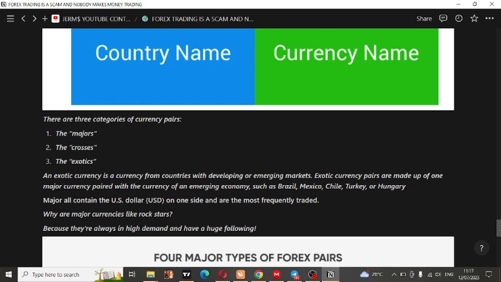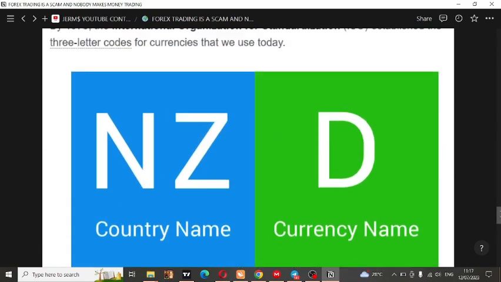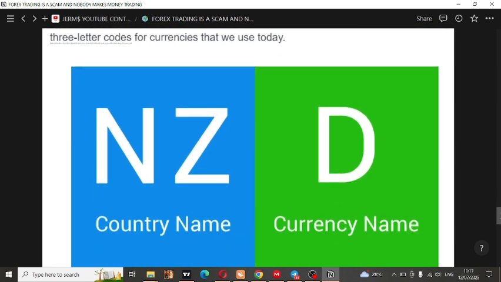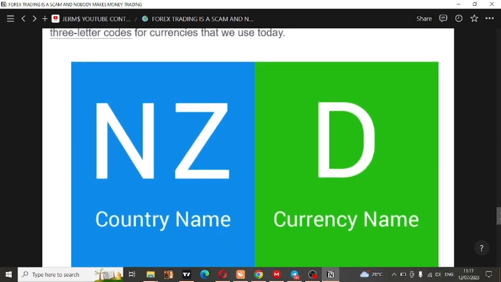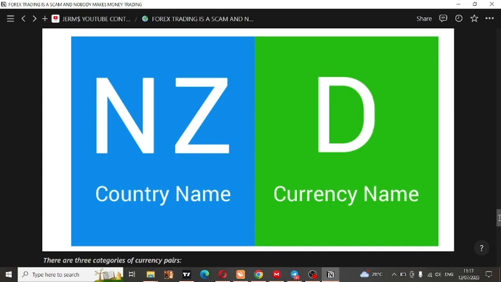With that one, we can talk about the Russian ruble, the South African rand, the Mexican peso, the Swedish krona, the Turkish lira, the Danish krone, the Norwegian krone. So a lot of currencies we can talk about, right? So that's it for the exotics. The exotics have larger charges because most people do not trade these pairs.